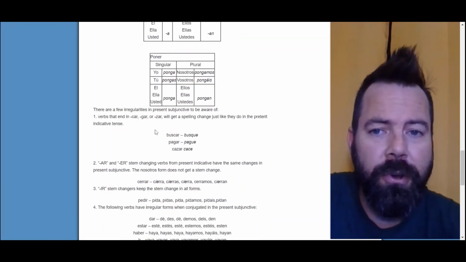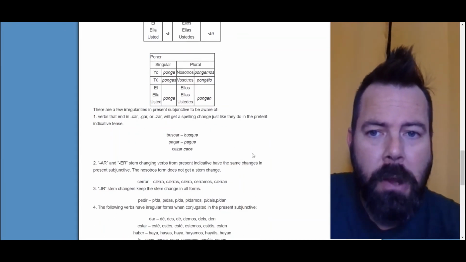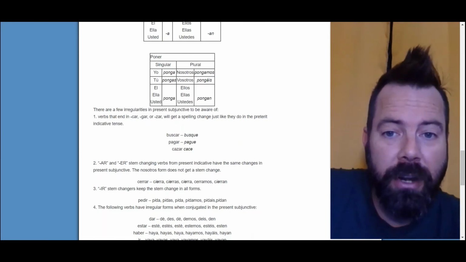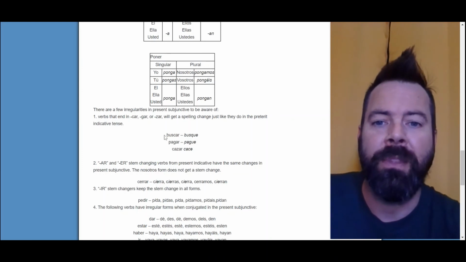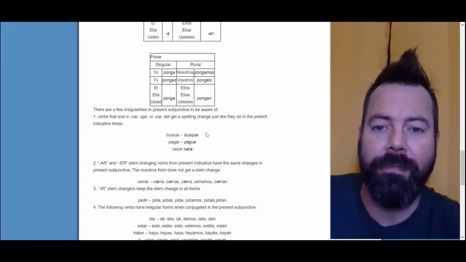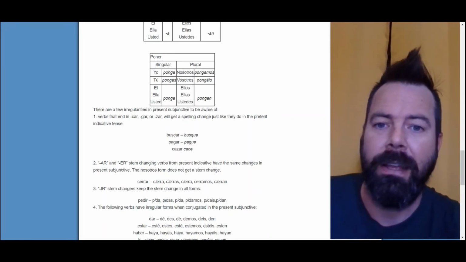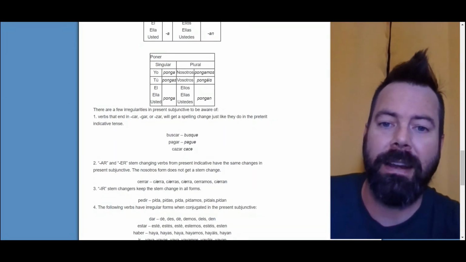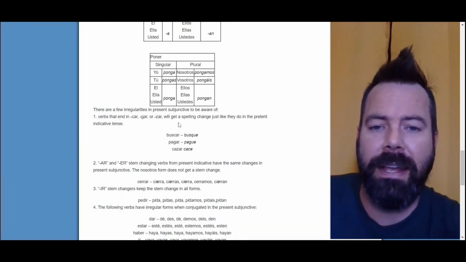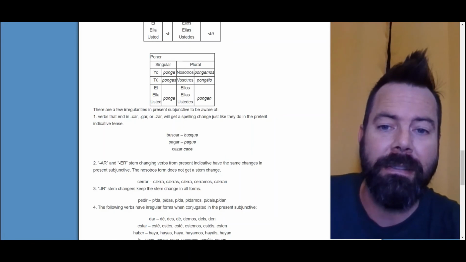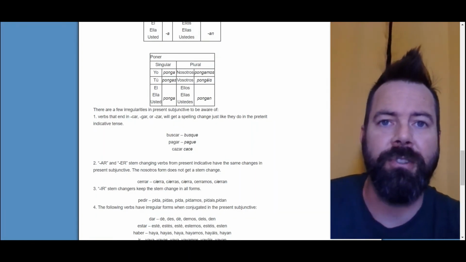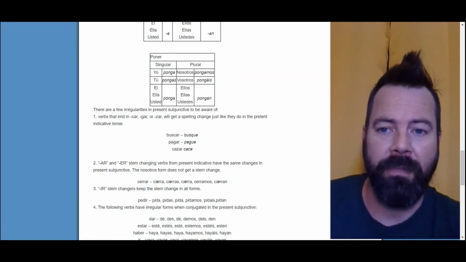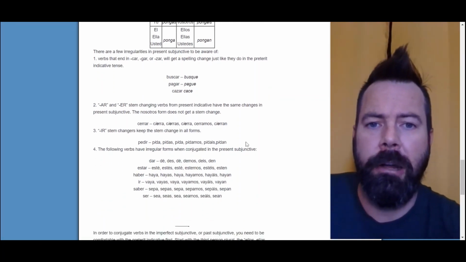There are a few irregularities that you got to remember. Car, gar, zar verbs are going to be irregular. They're going to change, just kind of like they do in preterite tense for the same reason. Buscar is busque, with no accent. Pagar, pague. Casar, case. These guys are basically similar to the preterite tense, just without accent marks.